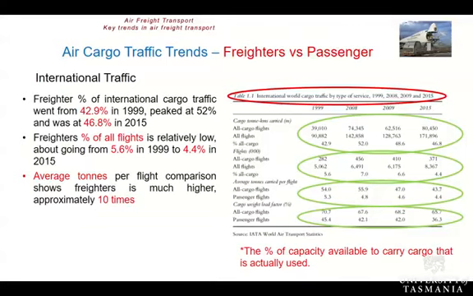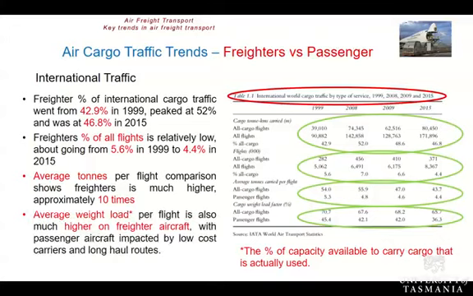Now, if we have a look at the cargo weight load factor, and the weight load factor is the percentage of capacity available to carry cargo that's actually used, we see that, and I'll use 2015, but you've got a number of options there. In 2015, 65% of available capacity on freighters was being used, whereas passenger flights only 36%. And some reasons why that might be the case.